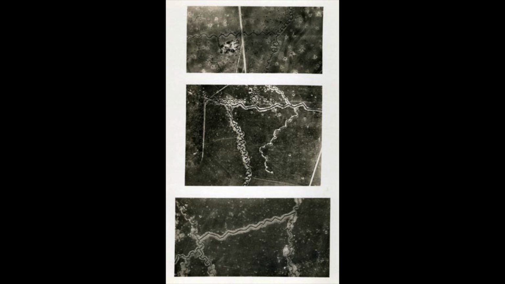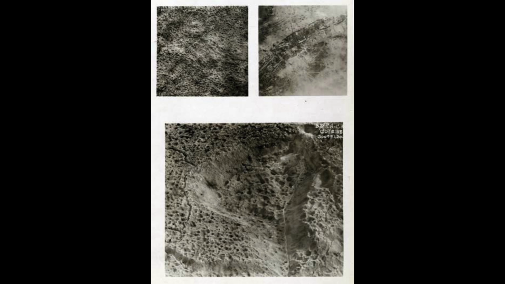These squiggly lines are actually trenches. Here's another example. Here you can see the intense shelling, how it's left this pockmarked landscape.